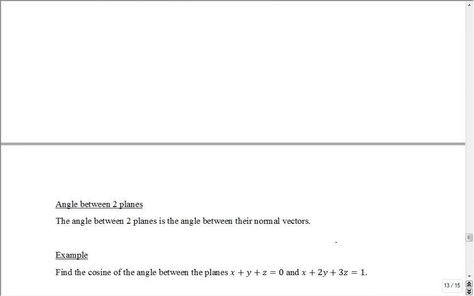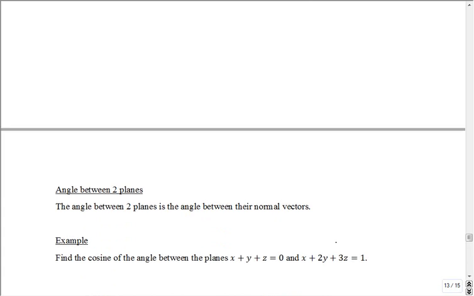Next concept in planes. The angle between two planes. And that's quite simple. The angle between two planes is just the angle between their normal vectors. And you already know how to find angle, right? Using dot product. So that should not be too difficult. So let's just do one example.